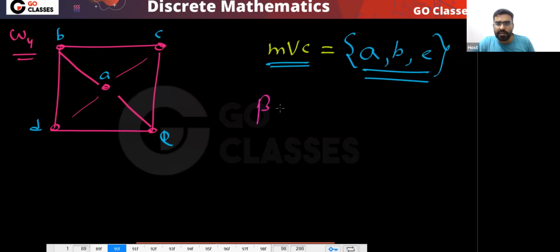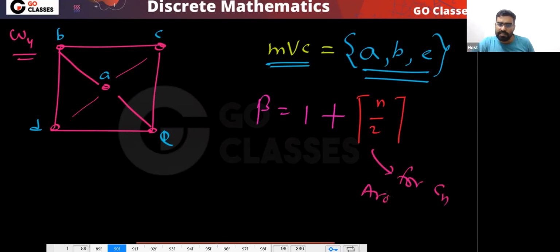So anyway, beta will be like this. This middle vertex you have to take, plus the outer n. This is for Cn around the middle vertex, this is for the star around A. For that we need these many vertices if you want to cover that. So beta will be equal to 1 plus n by 2 ceil. So here the answer will be 3.